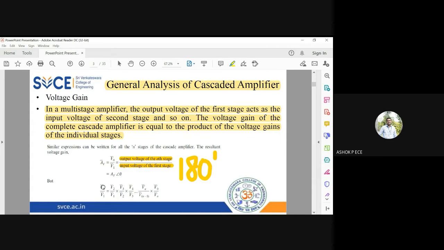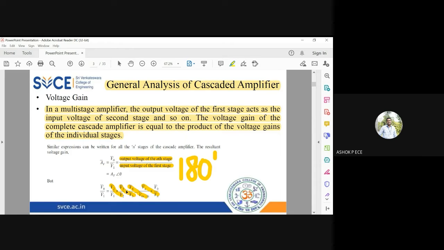So I can write this V naught by V1 as V2 by V1 into V3 by V2 into V4 by V3, etc. till V naught by Vn. So if we simplify, this V2 will get cancelled, V3 will get cancelled, V4 will get cancelled. So effectively you get V naught by V1. Okay, so that is going to be the gain of your cascaded amplifier. So V2 by V1 is the gain of the first stage. V3 by V2 is the gain of the second stage. V4 by V3 is the gain of the third stage.